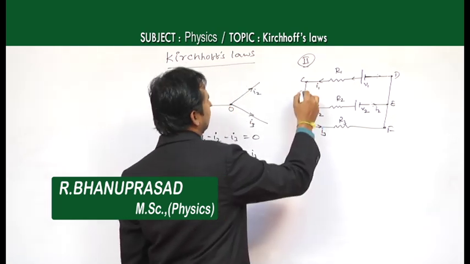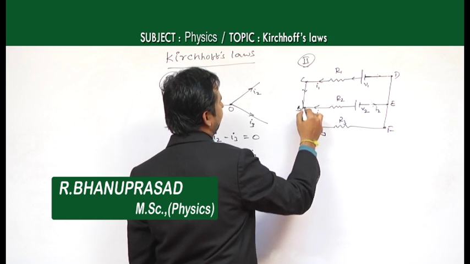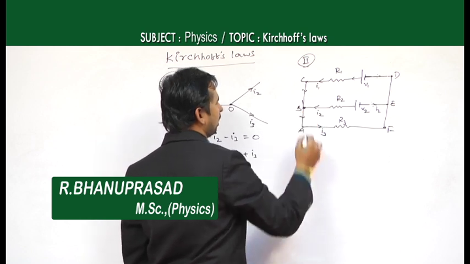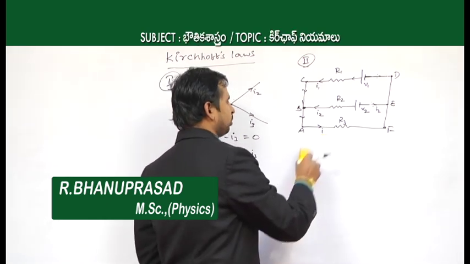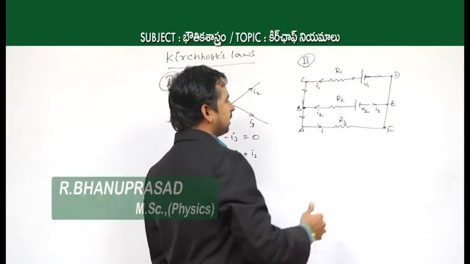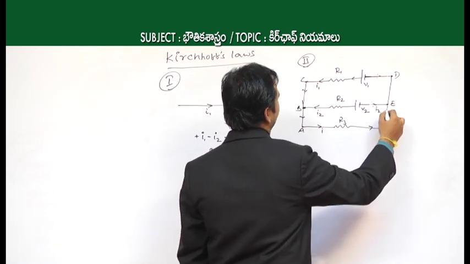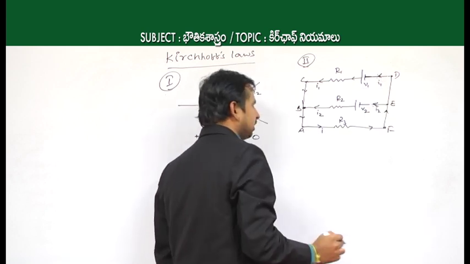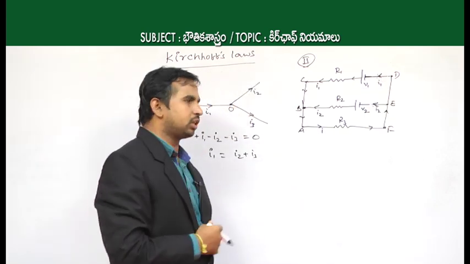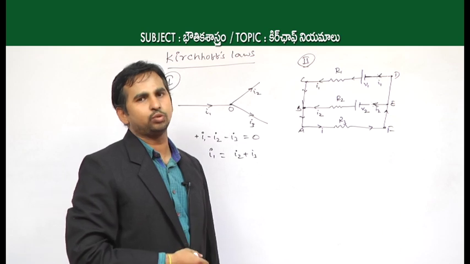Because at this point the incoming current is there, and at B the incoming current is there, total I1 plus I2 is added here. Let it be that the current I is passing through this R3. Then the current passing through I3 comes back towards V2, and I1 passes there again. For this simple circuit, we are now applying our Kirchhoff voltage law.